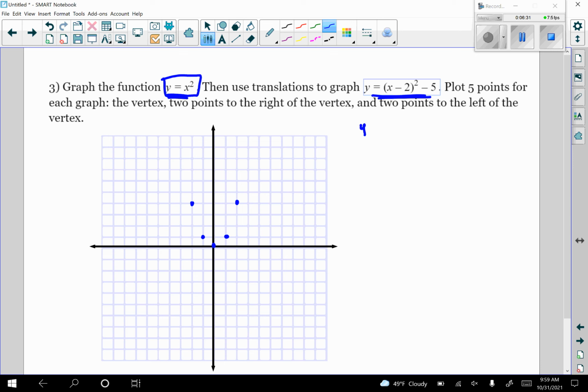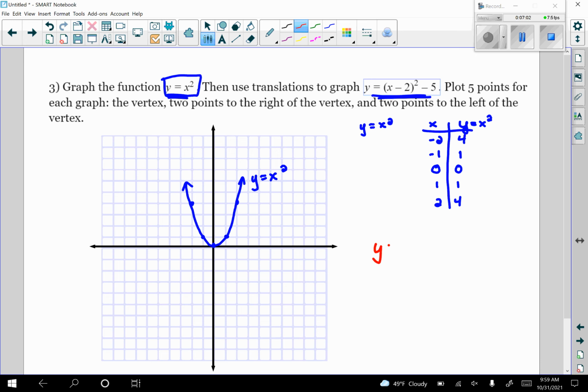So for y equals x squared, my vertex I'll put right here in the middle, 0, 0, then negative 2, negative 1, 1, and 2. So if y is equal to x squared, this will give me a 4, negative 2 squared, negative 1 squared is 1, 1 squared is 1, 2 squared is 4. So those are my 5 points I want to plot.